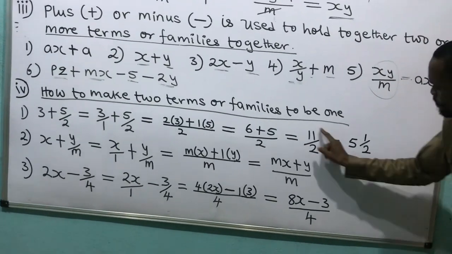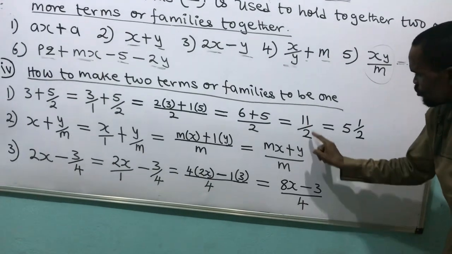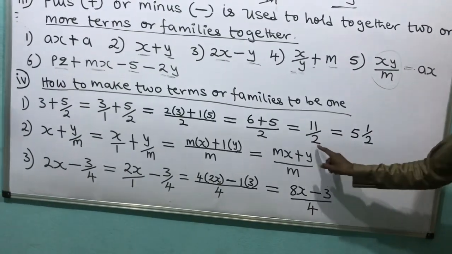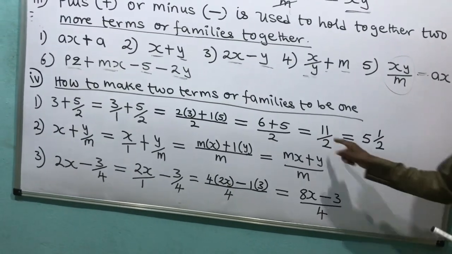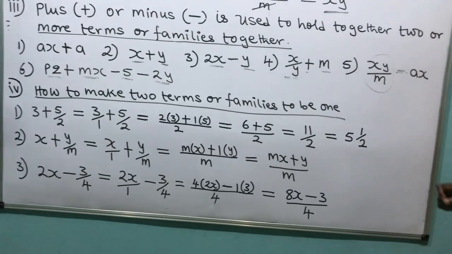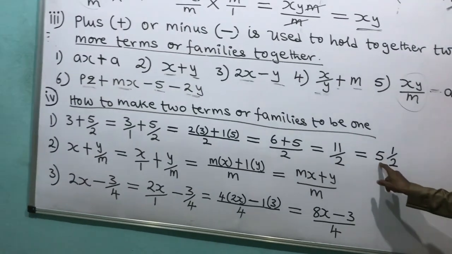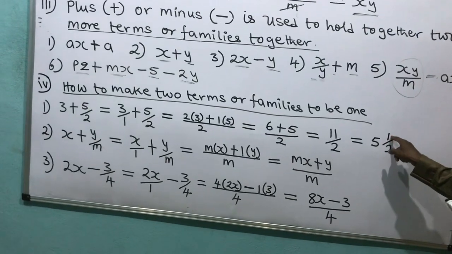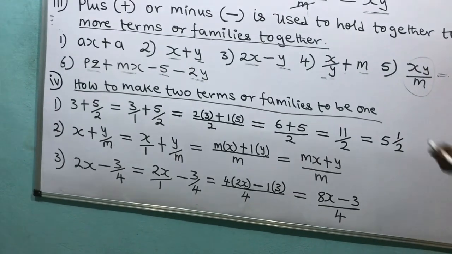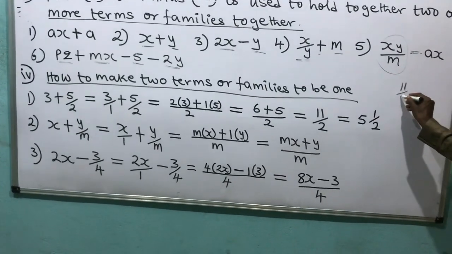Then this is what? An improper fraction. 11 over 2 is an improper fraction. Then 2 divides itself, giving me 1. 2 divides 11, giving me 5. It becomes 5 as a whole number. What will remain here is 1 over what? 2. Look at what it means. 11 divided by 2.